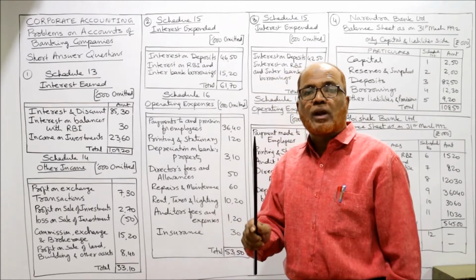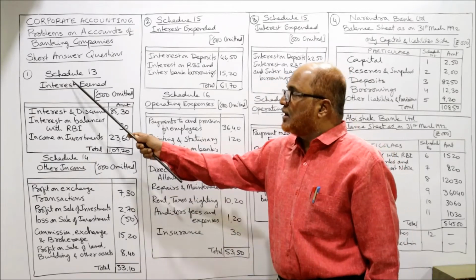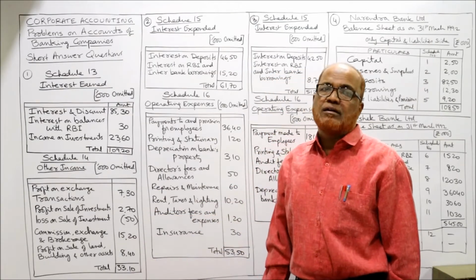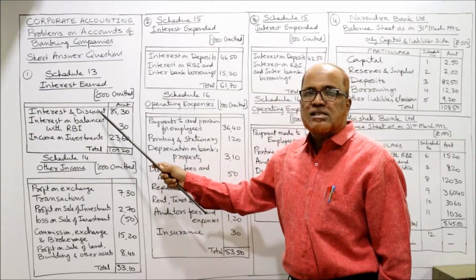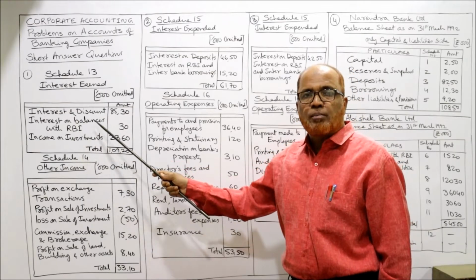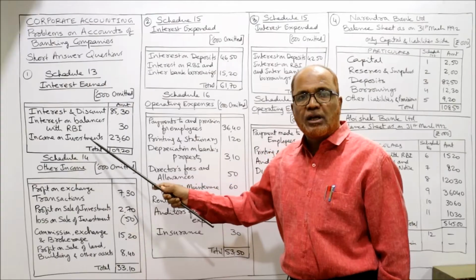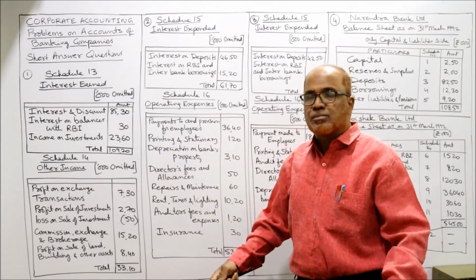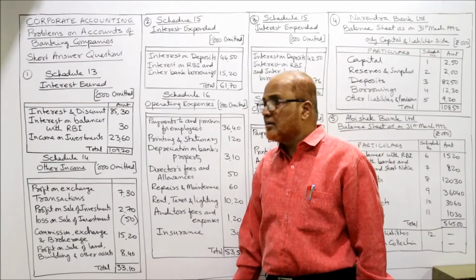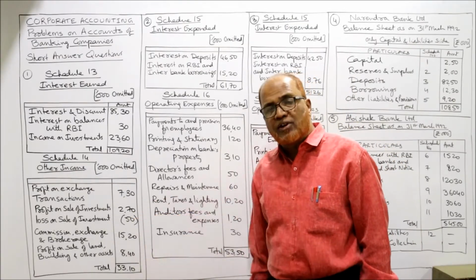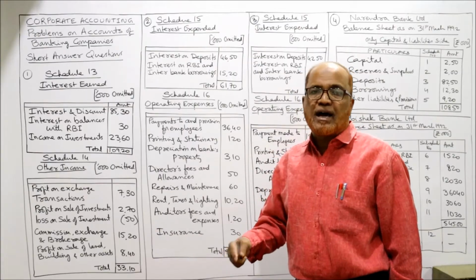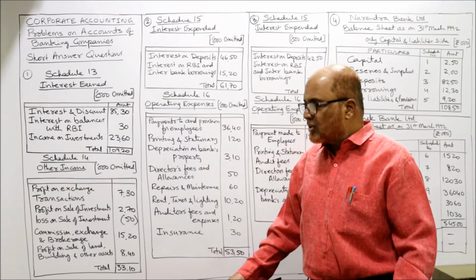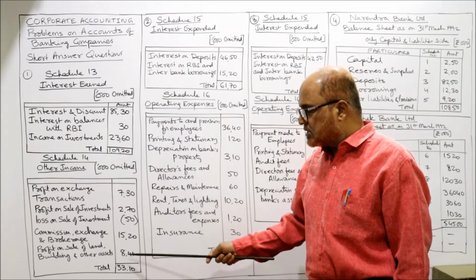So in this problem, you have to remember which items will come under schedule number 13 and which are the items which will come under schedule number 14. So 13 में क्या आएगा? Interest and discount, interest on balances with RBI, income on investment. These three will come under schedule number 13. Remaining all other incomes will be taken under schedule number 14. Example, profit on exchange transactions, profit and loss on sale of investments, then commission, exchange and brokerage, profit on sale of land, building, other assets.